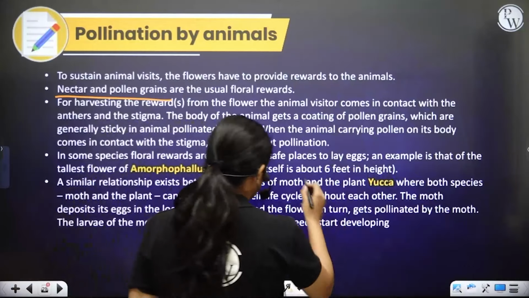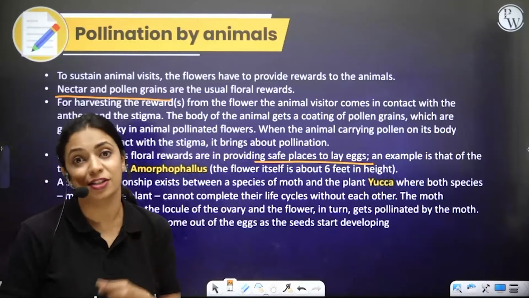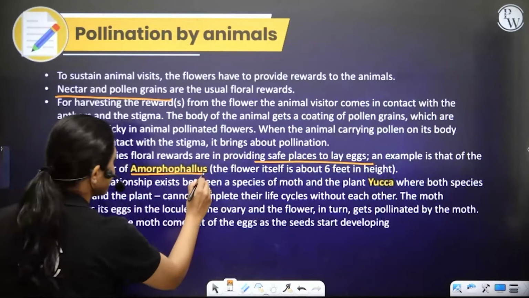Usually, some flowers even produce a safe place for the insects to lay their eggs. There is a plant called Amorphophallus. Amorphophallus is the flower.